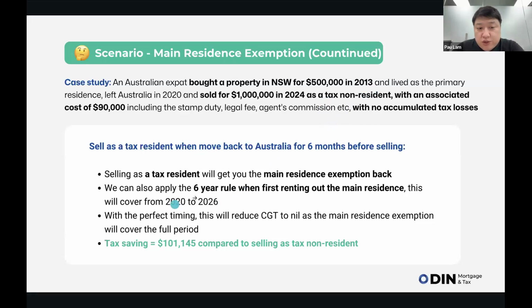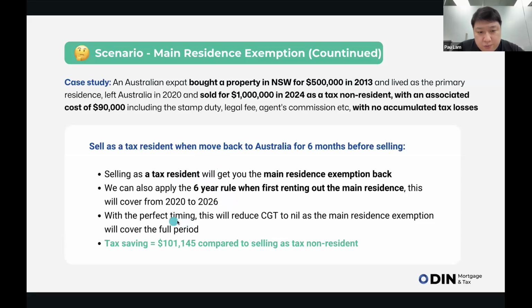And we have another rule, which is the 6 years rule. When you first rent out your main residence, you can still enjoy up to 6 years of exemption from paying capital gains tax. In this scenario, the property is only rented out in 2020, so we can apply the 6 years rule, which will cover you until 2026. In this example, the client goes back in 2024 and moves back to become a tax resident, so this is still covered by the 6 years rule.